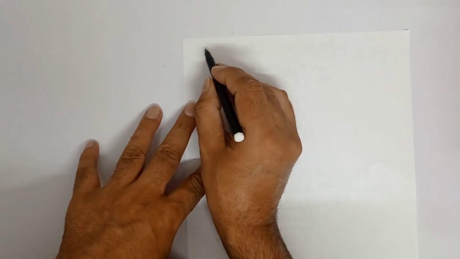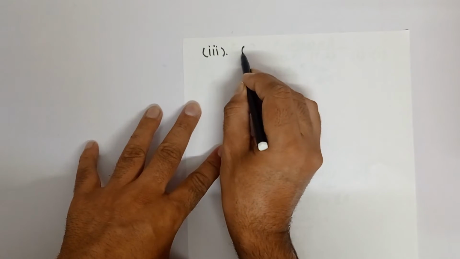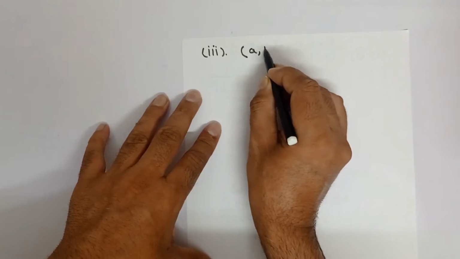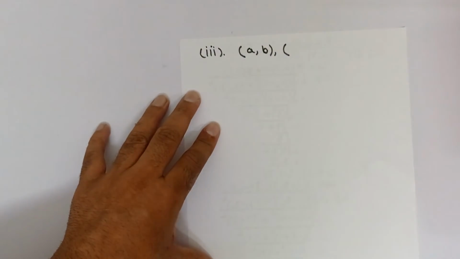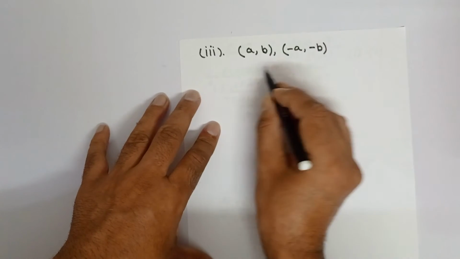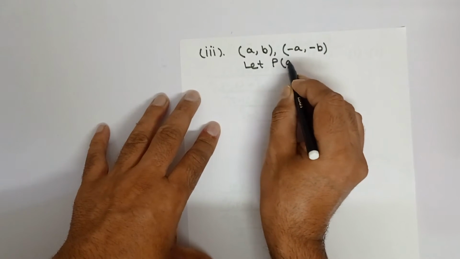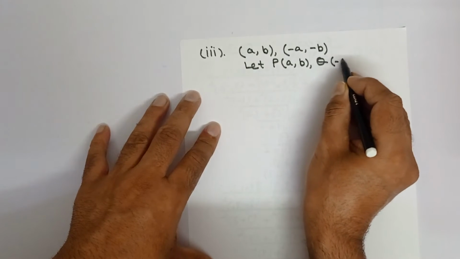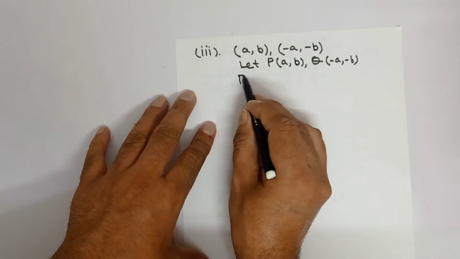Now part number third of question number 1 only. The coordinates are given (a, b), then (minus a, minus b). So let me take here P. P has coordinates (a, b), and Q has coordinates (minus a, minus b). So we will find out PQ.